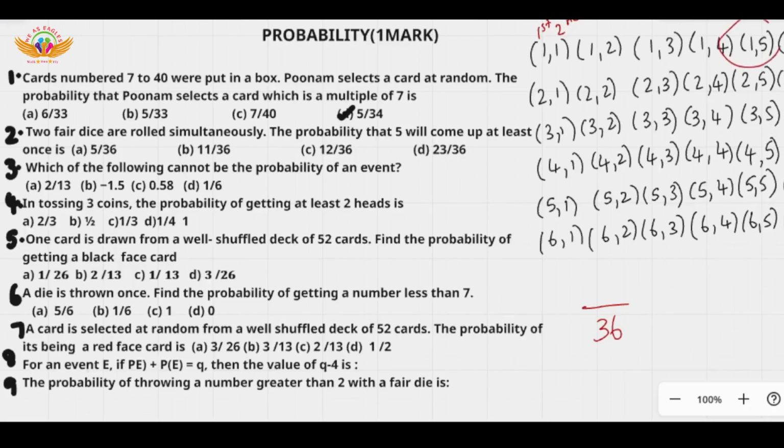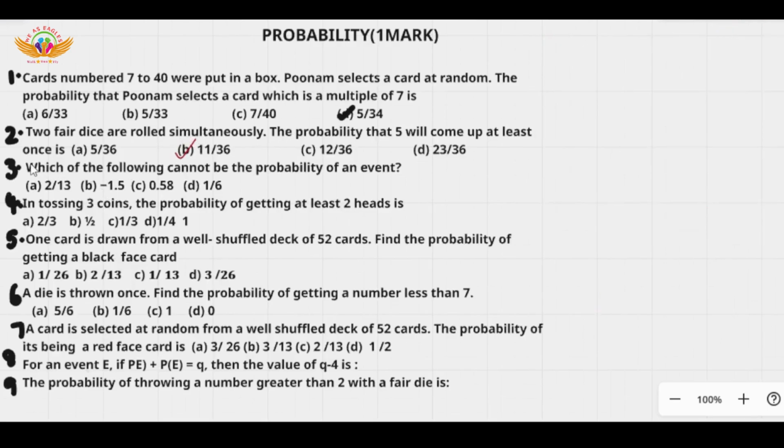It is here: 1 comma 5, 2 comma 5, 3 comma 5, 4 comma 5, 5 comma 5, 6 comma 5, and also 1, 2, 3, 4, 5 in the fifth row. Already counting this one: 1, 2, 3, 4, 5, 6, 7, 8, 9, 10, 11. So total there are 11. So 5 has come at least once 11 times. The probability that 5 will come at least once is 11 by 36. That is option B.